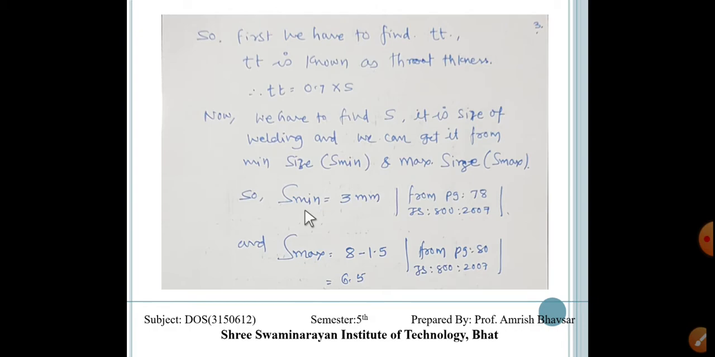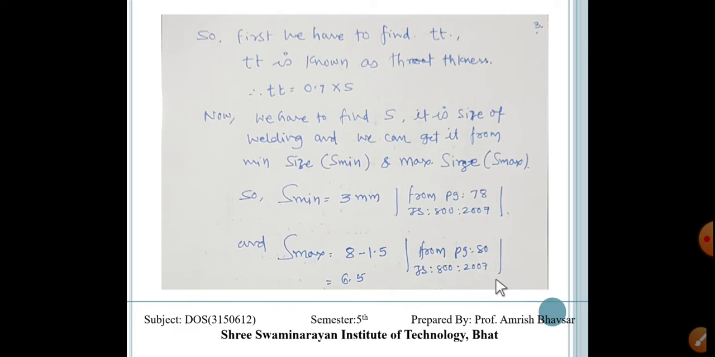So from that page I have taken S minimum as 3 mm because our plate thickness is 8 mm. For 0 to 10 mm thickness of plate, we have to take minimum S as 3 mm, which is given on page number 78. Now S maximum, how much maximum welding can we do? It is also given on page number 80 in IS 800:2007.